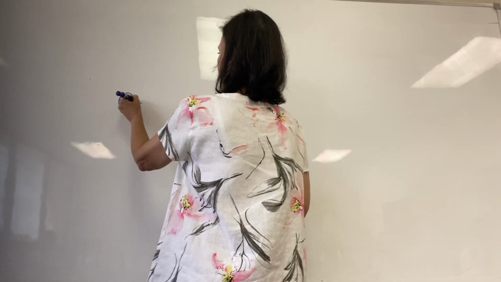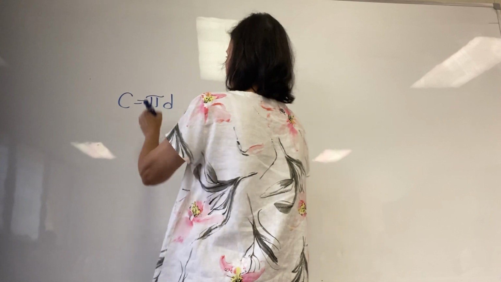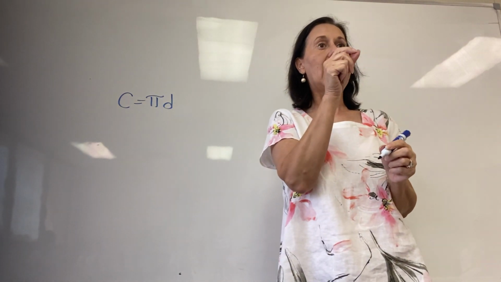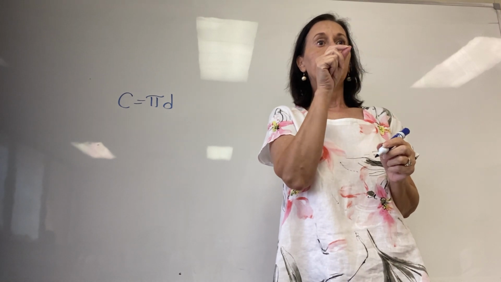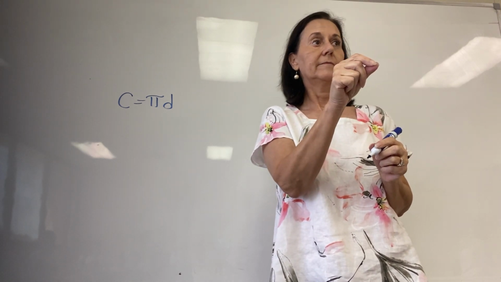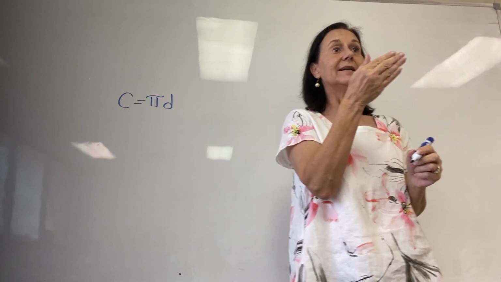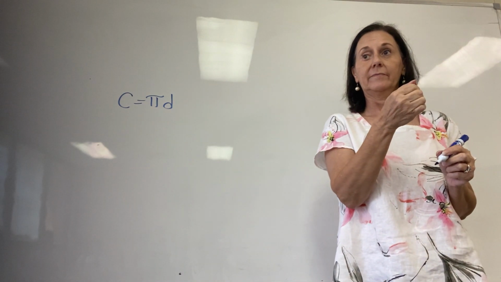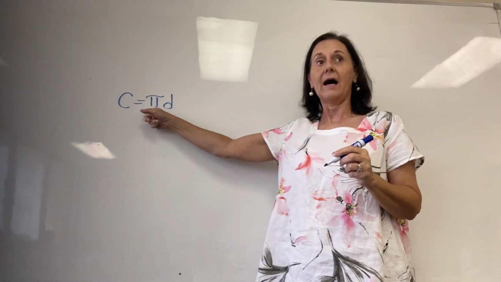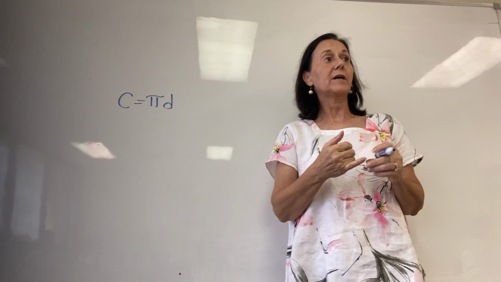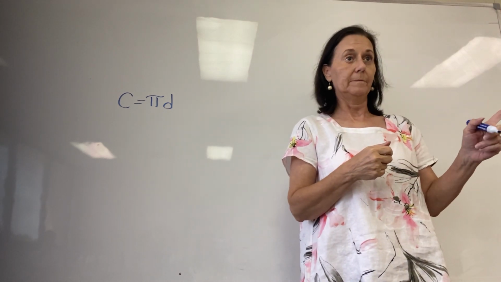So circumference equals pi times the diameter. In geometry, we leave pi as pi. We do not put 3.14 in there. You're at a higher level math, and exactness is preferred. The letter pi, the symbol for pi, is more exact than 3.14.